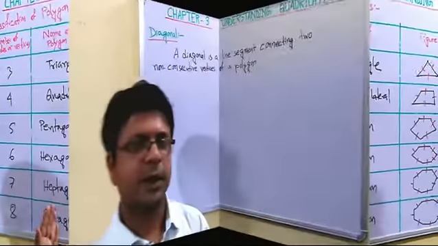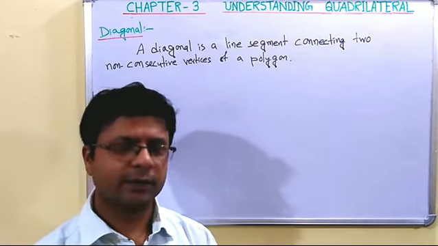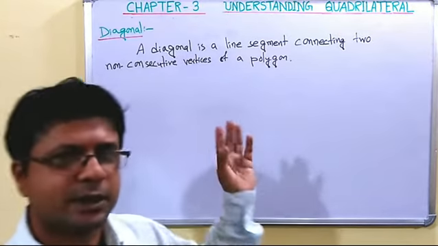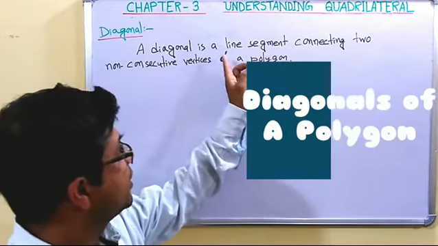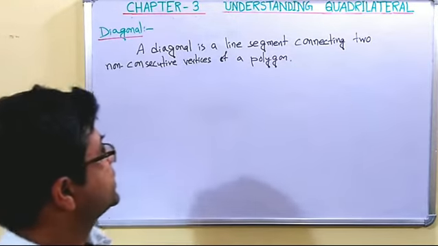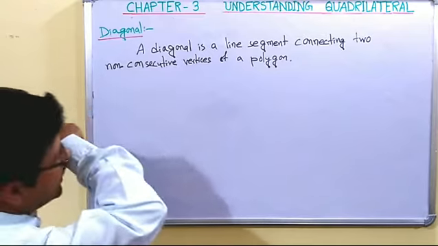Alright, next topic to discuss is about diagonal. All of you are familiar with diagonal, but let us try to discuss it. A diagonal is a line segment connecting two non-consecutive vertices of a polygon. Non-consecutive. So let me explain.